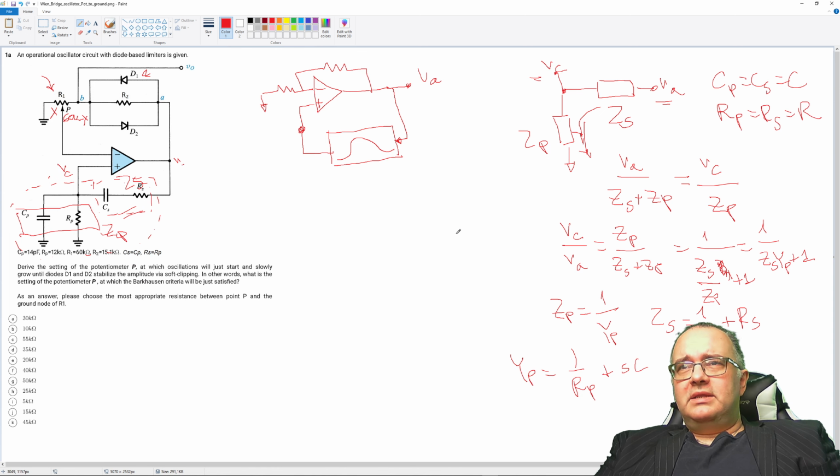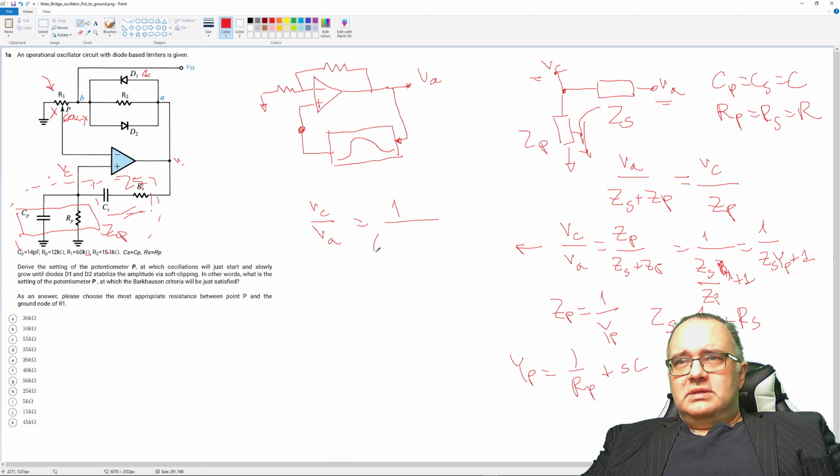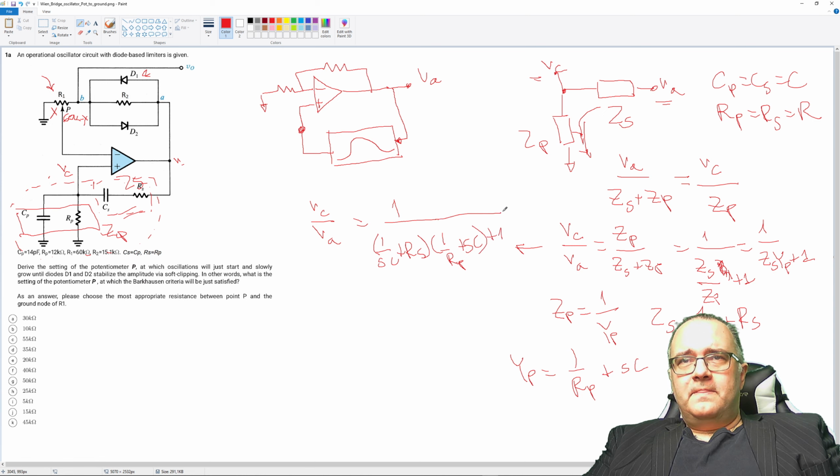All right, now expanding here, what we get is that VC divided by VA is 1 divided by (1 over SC plus RS) times YP, (1 over RP plus SC), plus 1, and this is equal to, let's expand, 1 plus SRC plus 1 divided by SRC plus 1 plus 1.